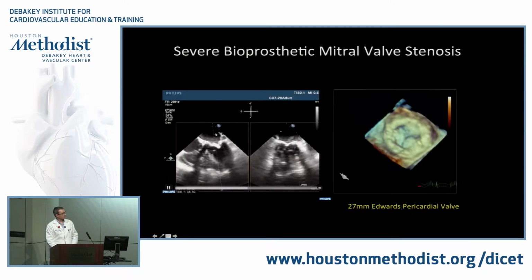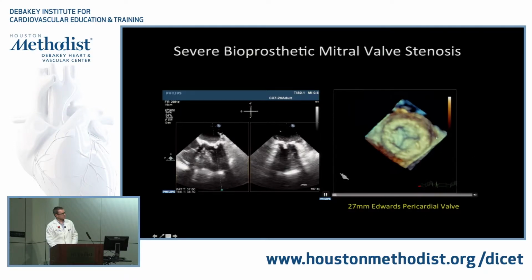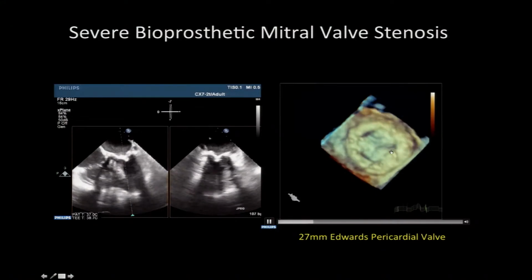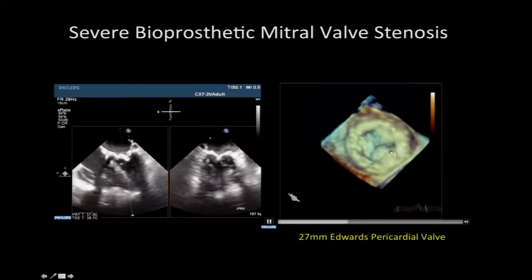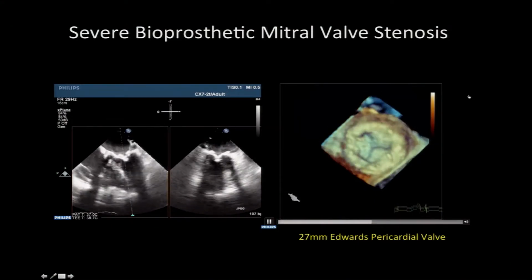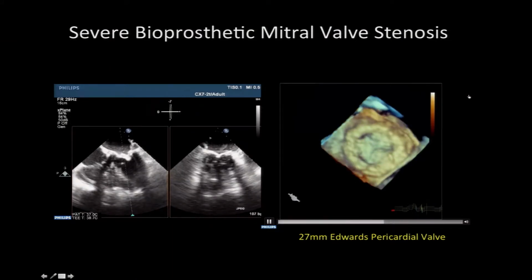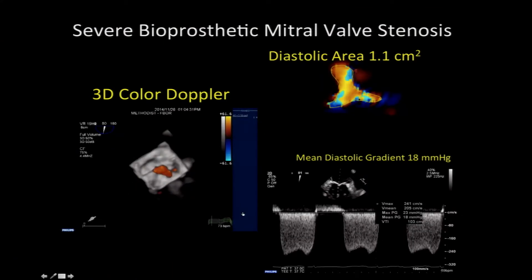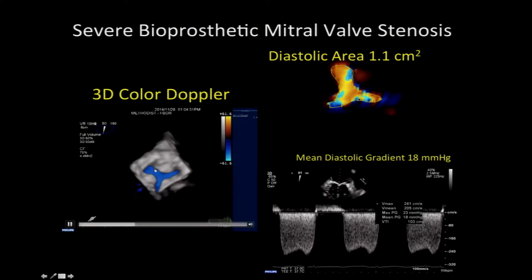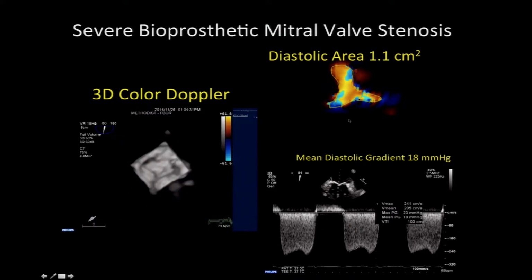See lots of smoke in the LA. On 3D, you don't see any opening of the device at all. Yeah, how can he be alive was exactly the question that we asked. But the flow reveals there is some flow. So we have a few RBCs squeaking through. Sort of a generous diastolic flow area of about 1.1, so clearly severe.